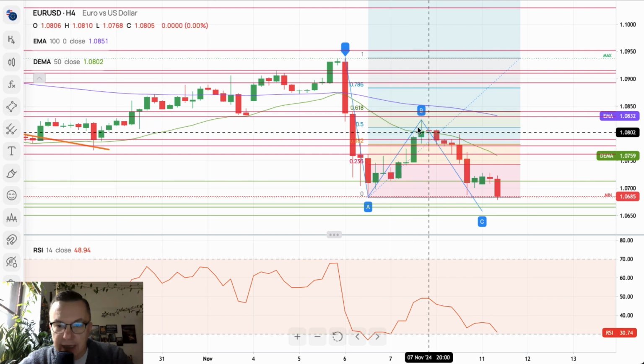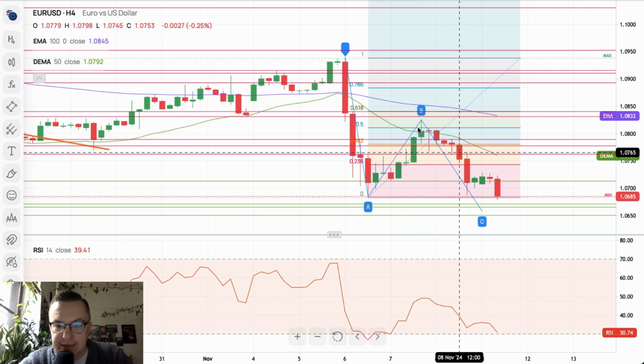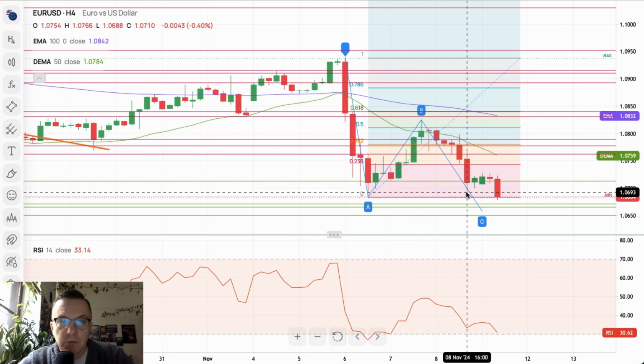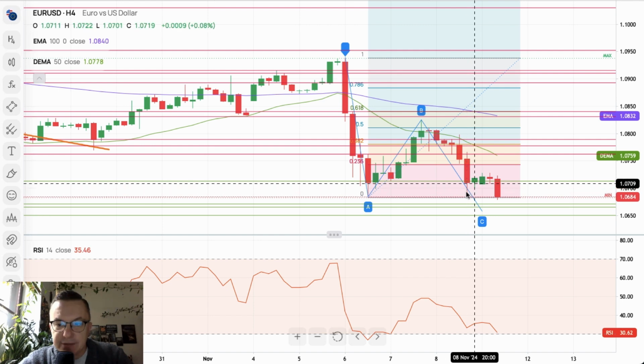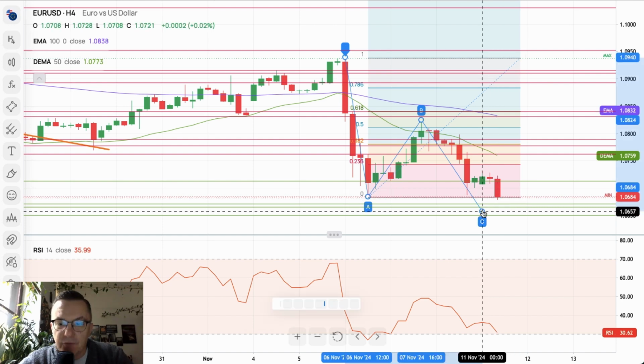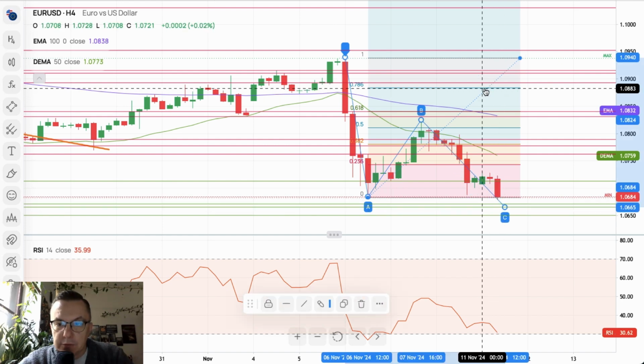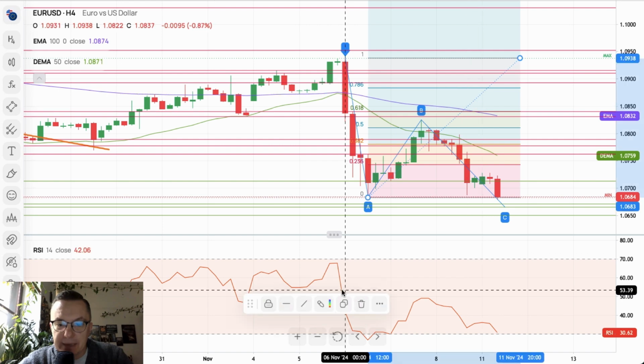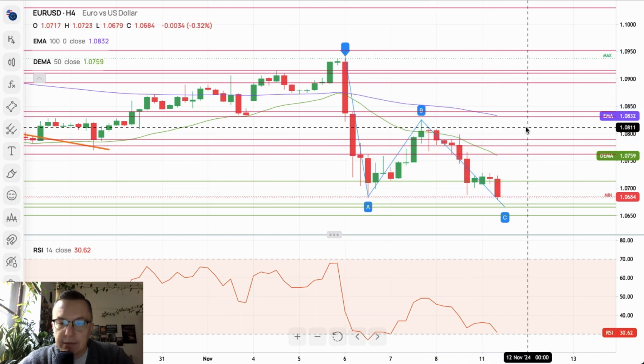And then what do we have? A hangman confirmation, an extension to the downside. First low was 1.0688, some kind of a pullback, and today we have a low at 1.0679. So the wave C unfolds on the euro dollar as expected. No big deal here. This is how it looks without the Fibonacci retracement levels.